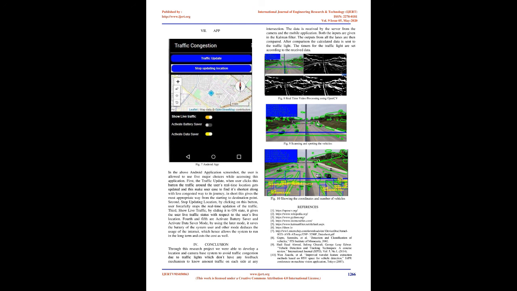In conclusion, through this research project we were able to develop a location and camera-based system to avoid traffic congestion due to traffic lights which don't have any feedback mechanism. The data is received by the server from the camera and the mobile application. Both the inputs are given to the Kalman filter. The outputs from all the lanes are then compared. After comparison, the calculated data is sent to the traffic light. The timers for the traffic light are set according to the received data.